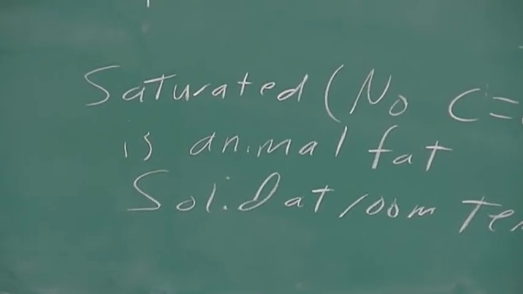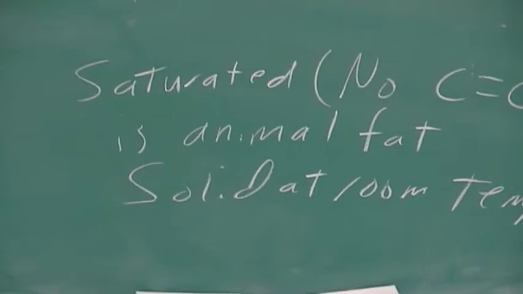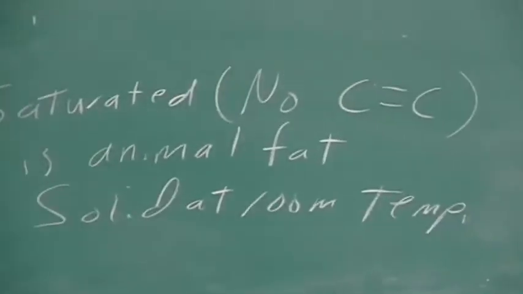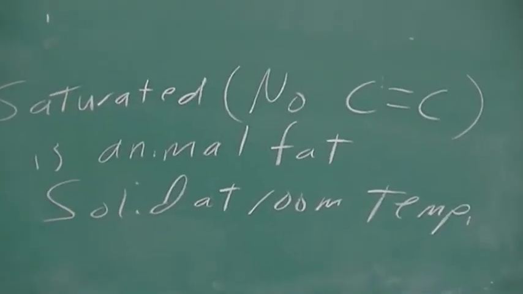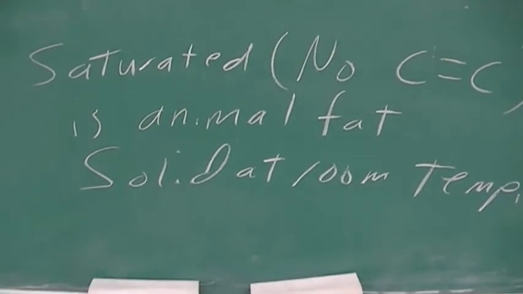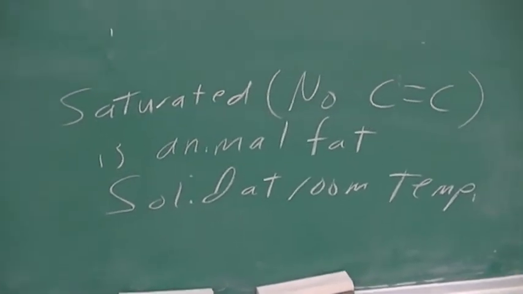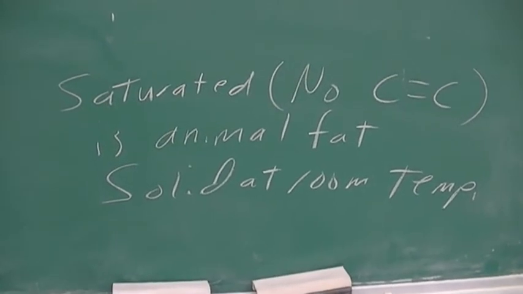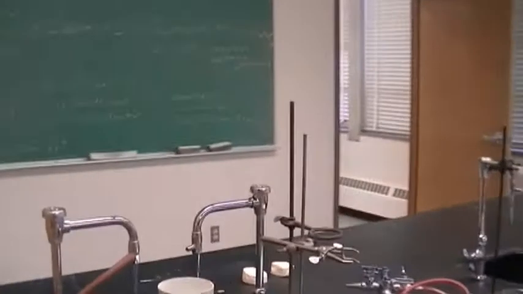Alright, and so the more double bonds you have, the lower the melting point is going to go, and these oils are all liquids at room temperature. If you have no carbon-carbon double bonds, then you're going to have a higher melting point, and then you're going to be a solid at room temperature. And when you have all saturated fatty acids, then you have an animal fat, which is then a solid at room temperature. Alright, so let's convert our oil and our drain cleaner into soap.